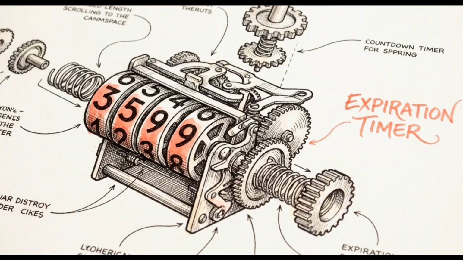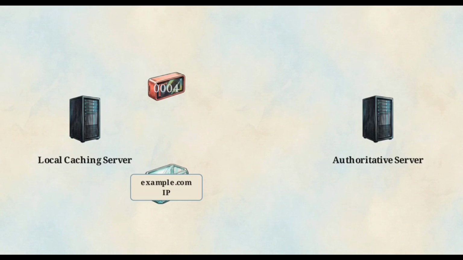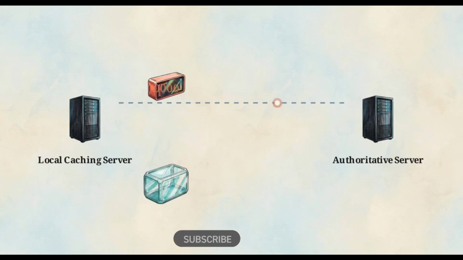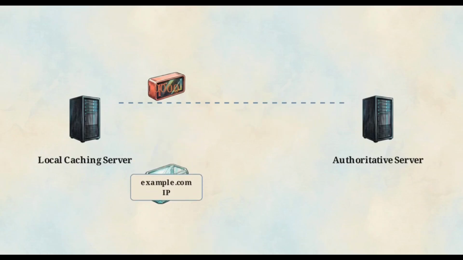Every DNS record includes a time to live, or TTL, countdown. Assigned by the authoritative server, it determines exactly how many seconds a cached record remains valid. When the TTL countdown hits 0, the record expires. The caching server deletes it from local memory, forcing the system to execute a full recursive fetch back to the authoritative server the next time that specific domain is requested.